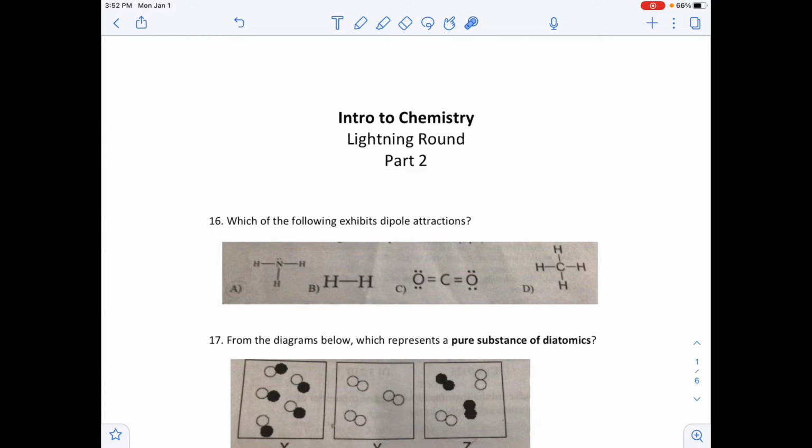This is Intro to Chemistry Lightning Round Part 2. For question 16, it asks which of the following exhibits dipole attractions. So, when we see dipole, we're thinking polar.